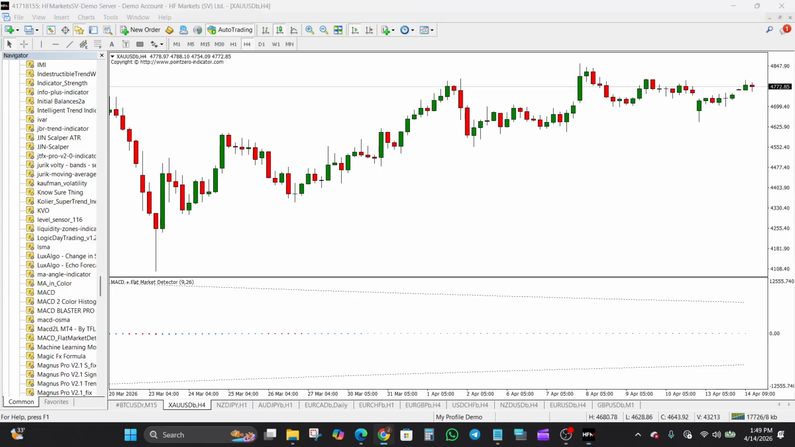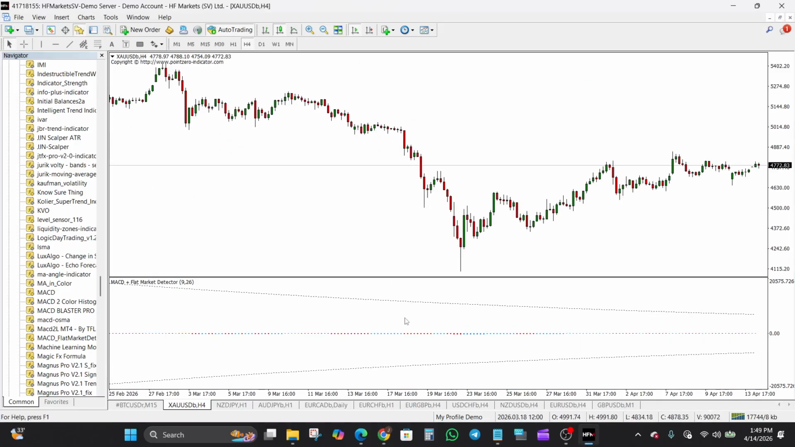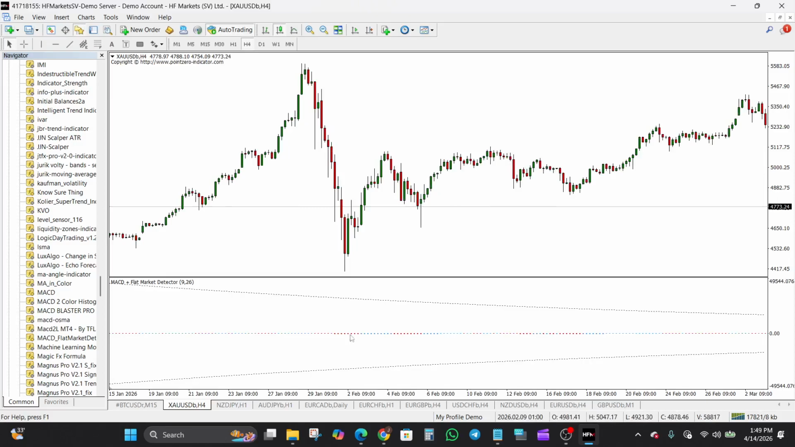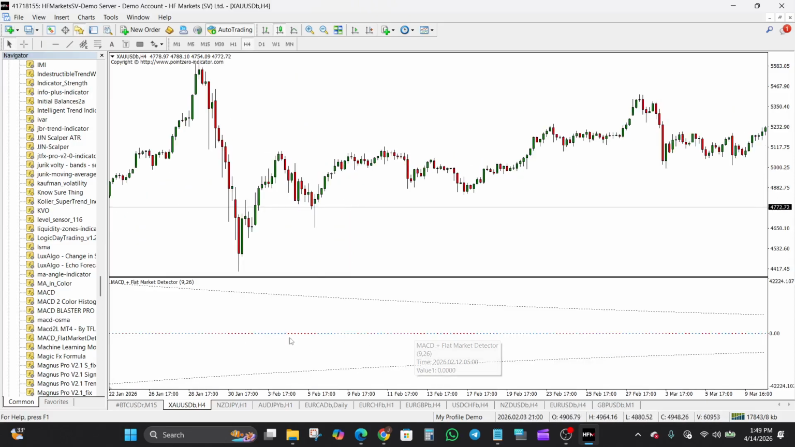Okay, it is displayed in a separate indicator window, and it aims to assist traders in identifying flat markets where prices tend to move within a narrow range, right? So as you can see this, you will notice these little dots with colors, right? You can see these little dots here with colors in the indicator window.